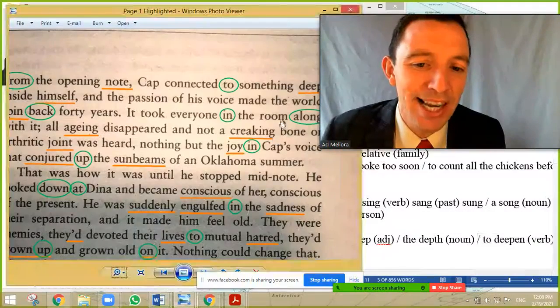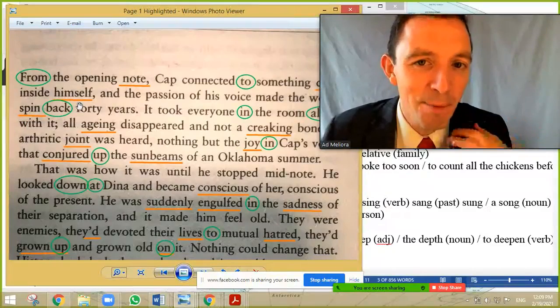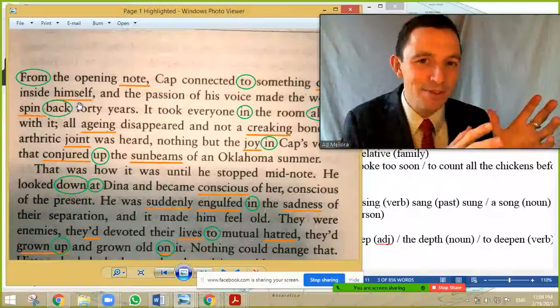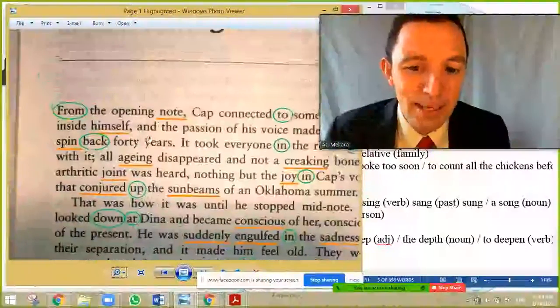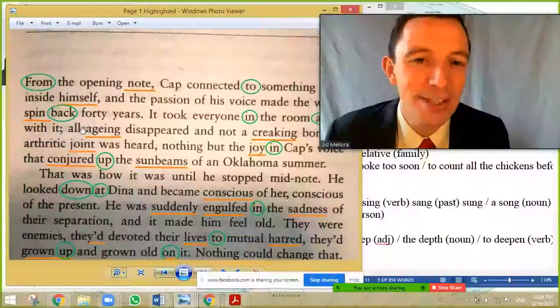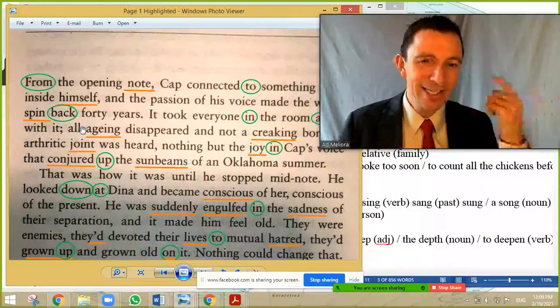Okay, so here it's the adjective, something deep inside himself. So this is reflective: myself, yourself, himself, herself, ourselves, themselves. Okay, and the passion of his voice, spin. Okay, so made the world spin back 40 years. Very unusual creation here and construction. But the verb to spin is this action.